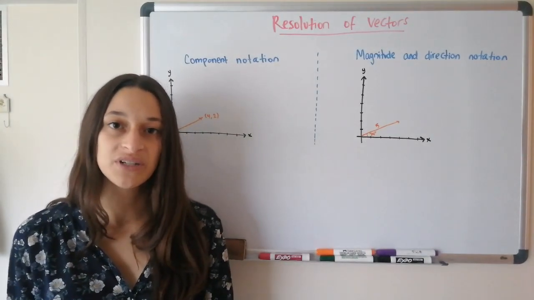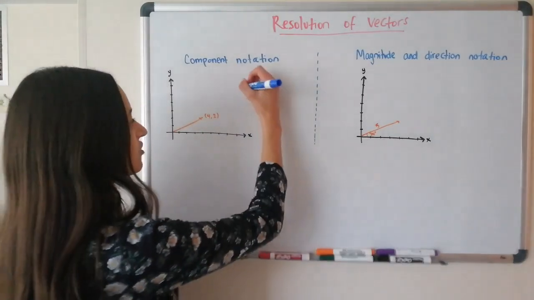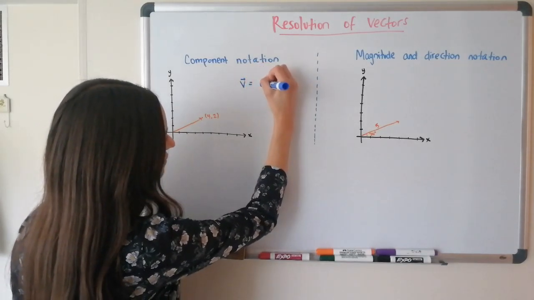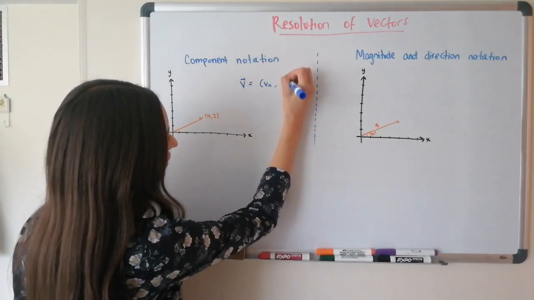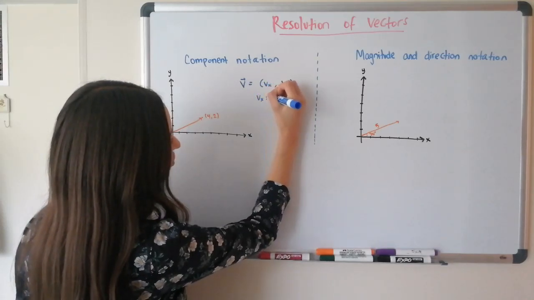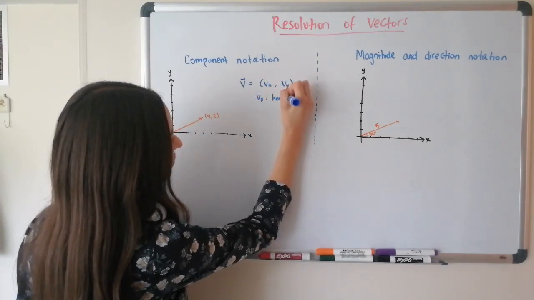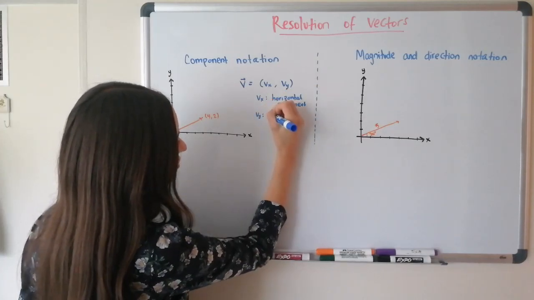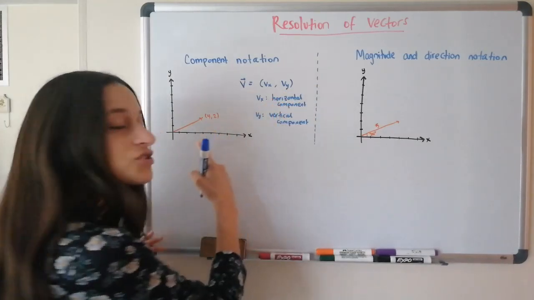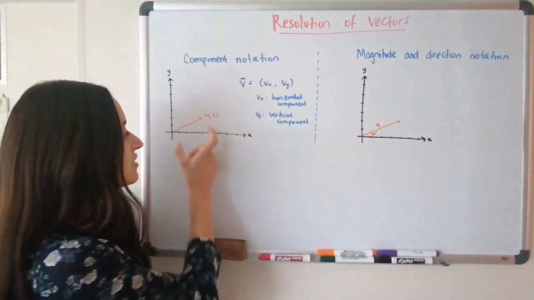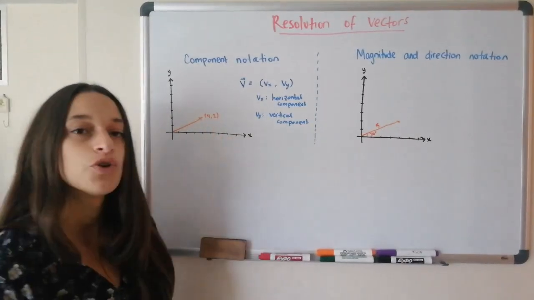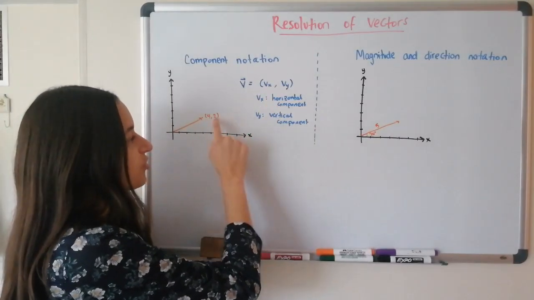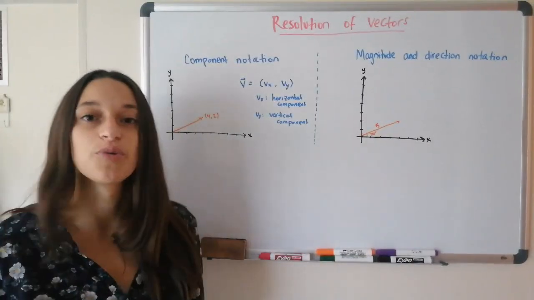When we use the component notation, we give each vector, a vector v, as a coordinate vx, comma, vy, where vx is the horizontal component and vy is the vertical component. So in this example, our vector is defined by the coordinate 4, 2. So in this case, 4 is the horizontal component and 2 is the vertical component.